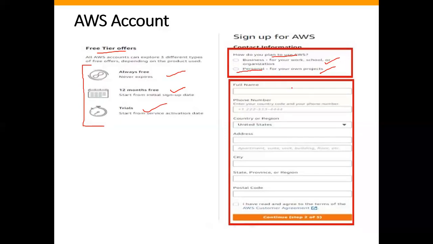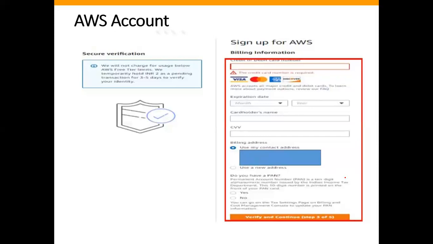And once you select personal, here you need to enter your name, your mobile number, country, and your address with city, state, and postal code. Once you enter these details, you need to check this checkbox and click on continue. If you want, you can read their agreement also. So after entering these details, you can click on continue.